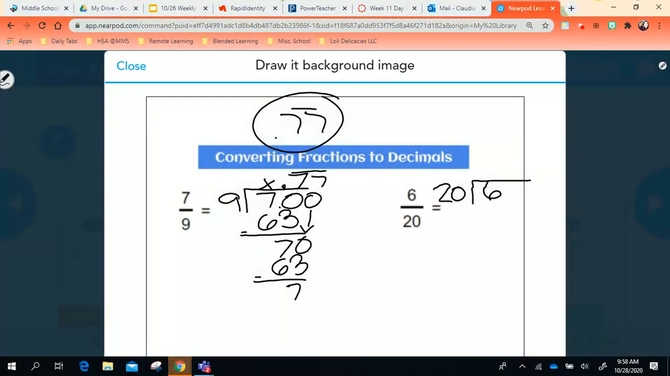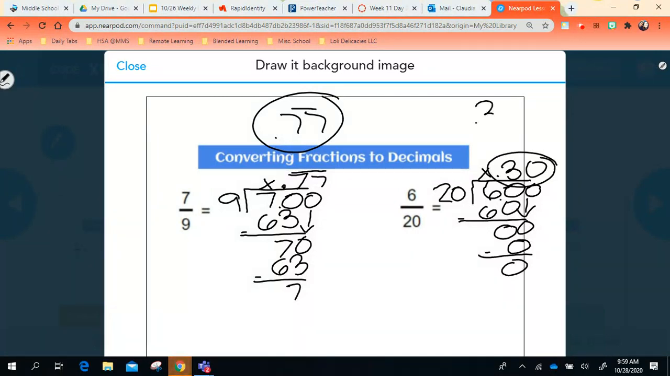Next, does 20 go into 6? No. So I'm going to put my X. Now what do I do? 0.0. Does 20 go into 60? Yes. How many times? 3 times. 3 times 20, 60, which gives me 0. But I'm going to put another 0, bring it down. Does 20 go into 0? No. So I'm going to put 0. 0 times 20 is 0. So my answer is 0.30. So 0.77 repeating and 0.30.